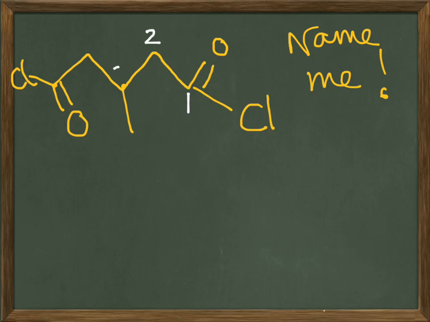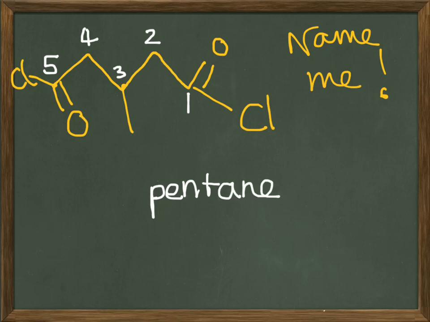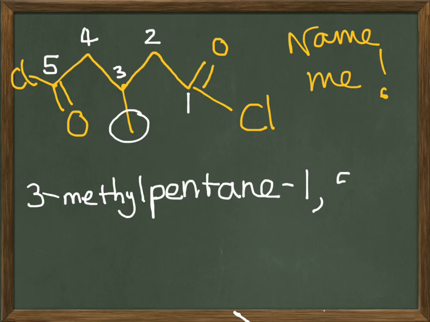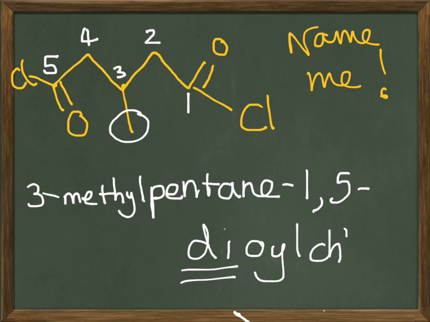Alright, so you should have named the alcohol. So first thing we do is count the longest carbon chain. So it's pent. But now we've got a prefix, 3-methyl. So we've got a CH3 group coming off the 3rd carbon. And we've got 2 oil chloride groups. So we've got one on carbon number 1 and one on number 5. So it's 3-methylpentane-1,5-dioyl chloride. Excellent, well done.